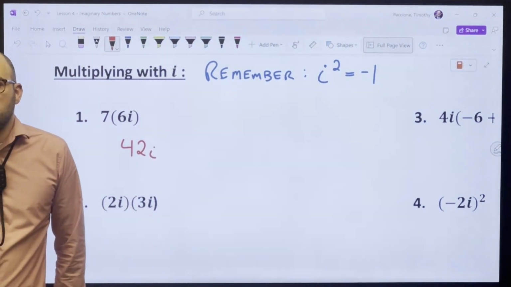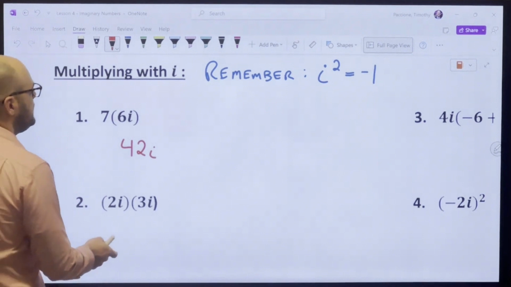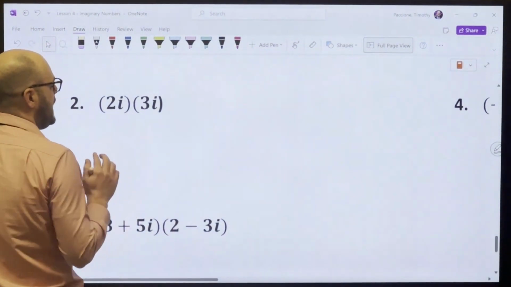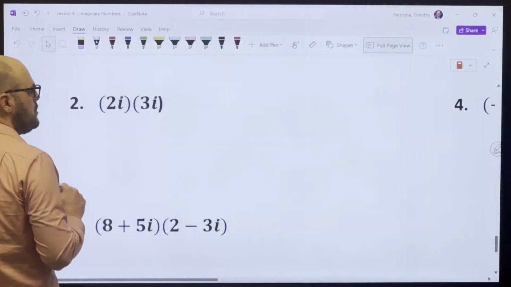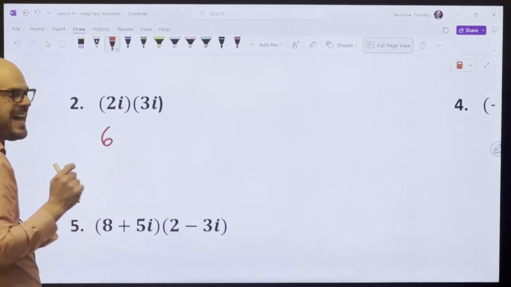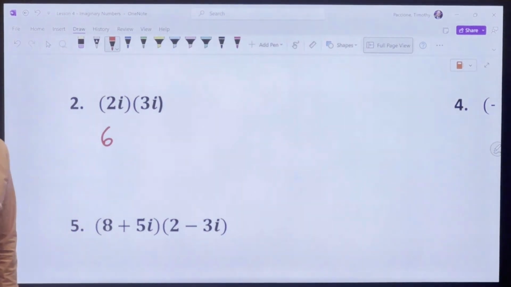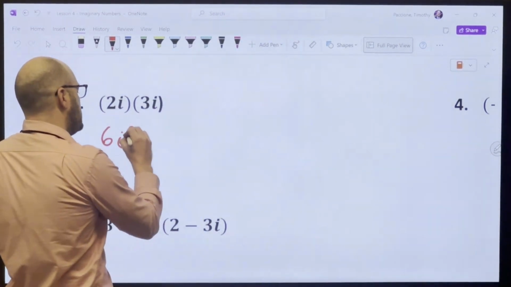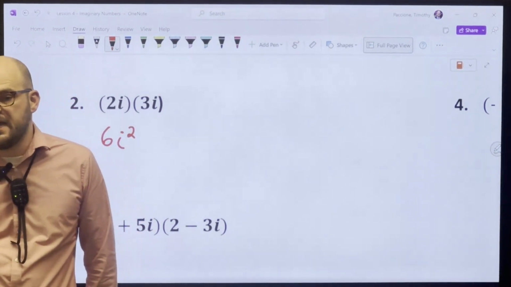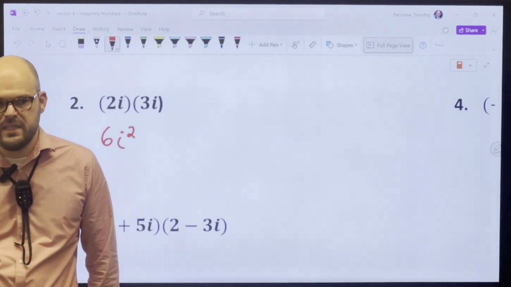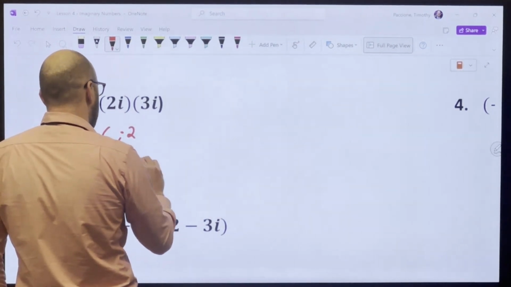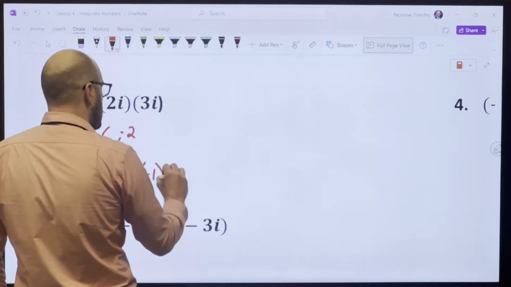Now, where it gets a little more confusing is when you have something like this. 2i times 3i. So I got 2 times 3, and then I got i times i. That's i squared. Great. But in math, if we can keep going, we keep going. And we know that i squared actually has a value. What is it? -1. So really, this is 6 times -1, which is -6.